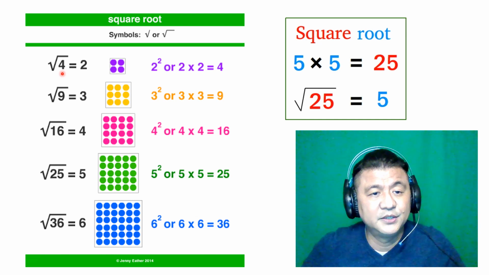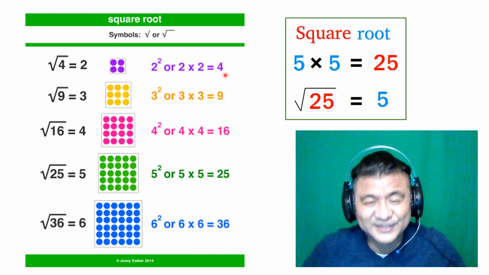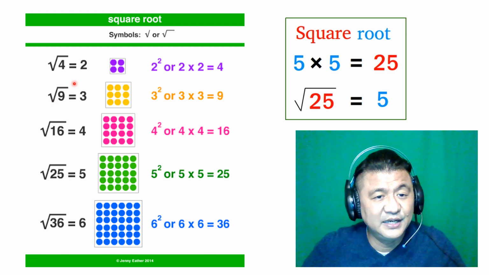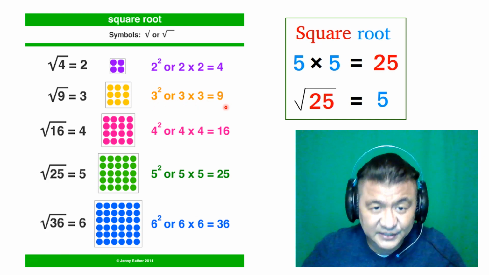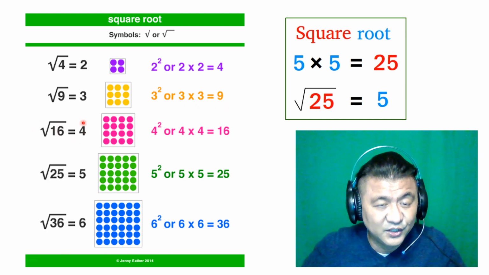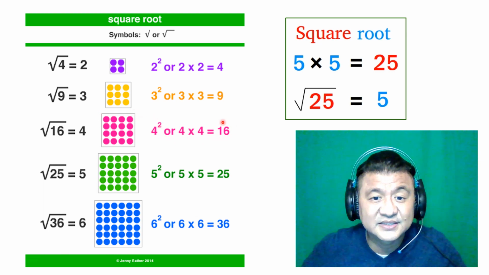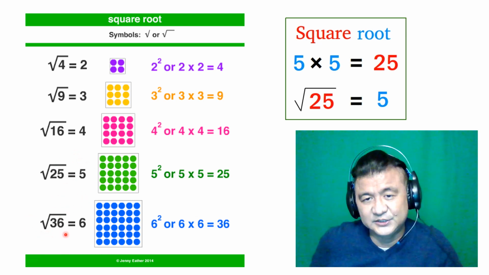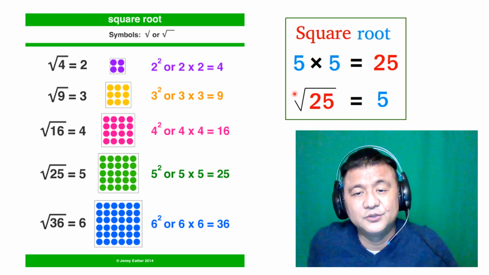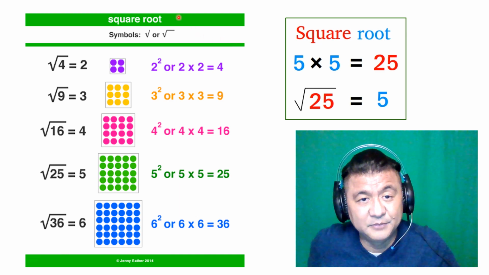Look, square number 4. The square root of 4 is 2 because the sides are 2 by 2, and 2 by 2 is 4. That's how you check. The square root of 9 is 3 because the sides are 3 by 3, and to check, 3 times 3 is 9. The square root of 16 is 4, and to check that, a 4 by 4 side will give me 16 dots. You can check with the square root of 25 and the square root of 36. So remember this symbol, square root of 25, and the answer is 5. Okay, remember the symbols.